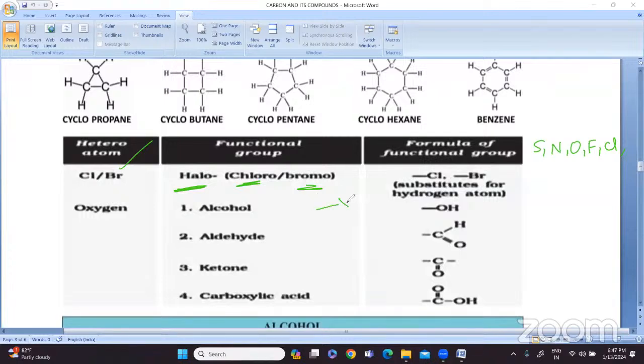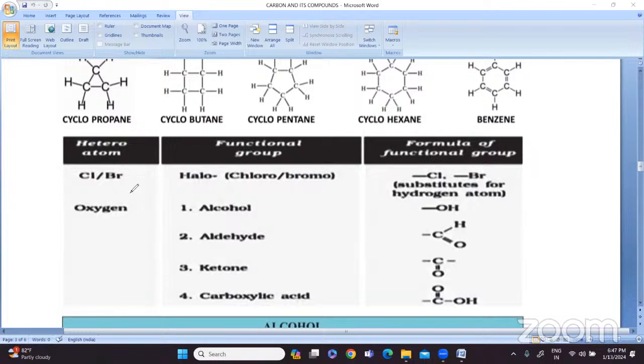Halogens are represented by X. If you have chlorine, you write it as Cl. If you have bromine, you write it as Br. This will substitute your hydrogen atom. Suppose you have methane, then one of the hydrogen atoms can be replaced by Cl, like this. So this can be a halo compound.